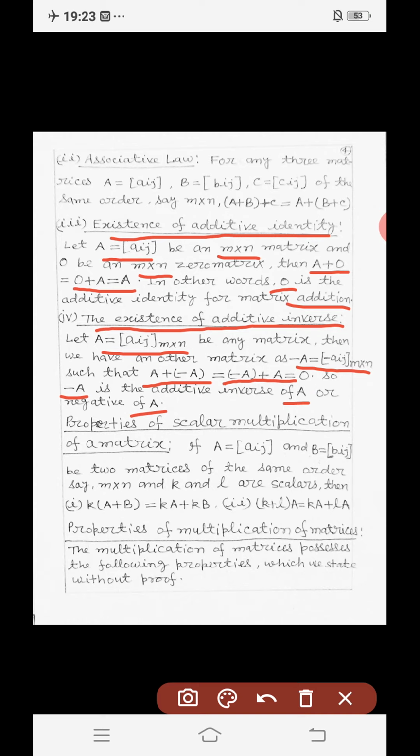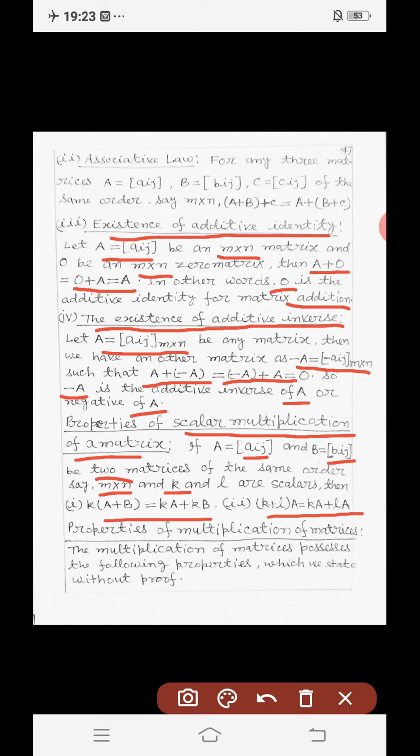Now we discuss properties of scalar multiplication of a matrix. If A equal to Aij and B equal to Bij are two matrices of the same order, say m by n, and K and L are scalars, then first, K into (A plus B) equal to KA plus KB. Second, (K plus L) into A equal to KA plus LA.